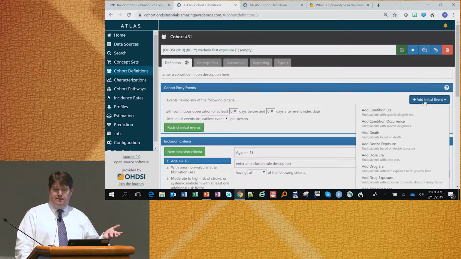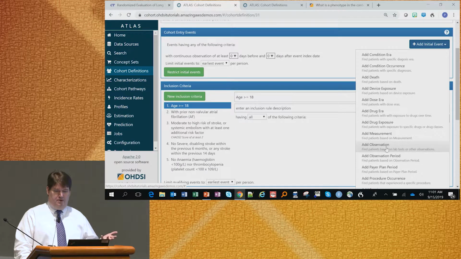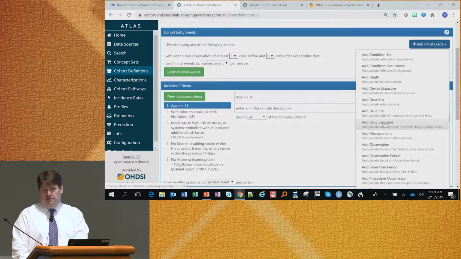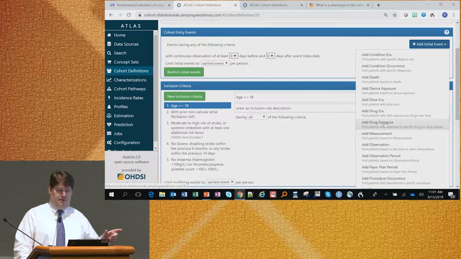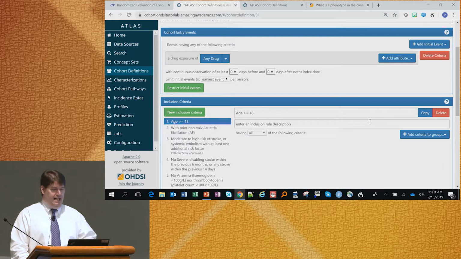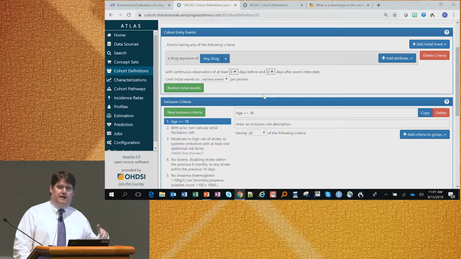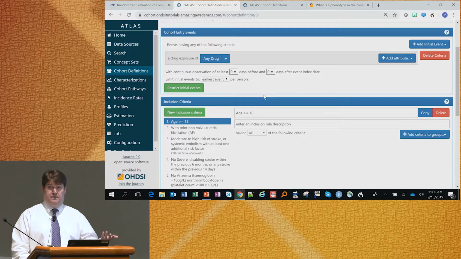So when we click on Add Initial Event, we're basically saying, choose a domain that you want to find the observation in. And for warfarin exposure, we're talking about a drug. So we're going to go to the drug exposure domain. And so it just starts off saying, okay, fine, the initial event will be a drug exposure of something. So now it's time to say, what is that something? Yes?